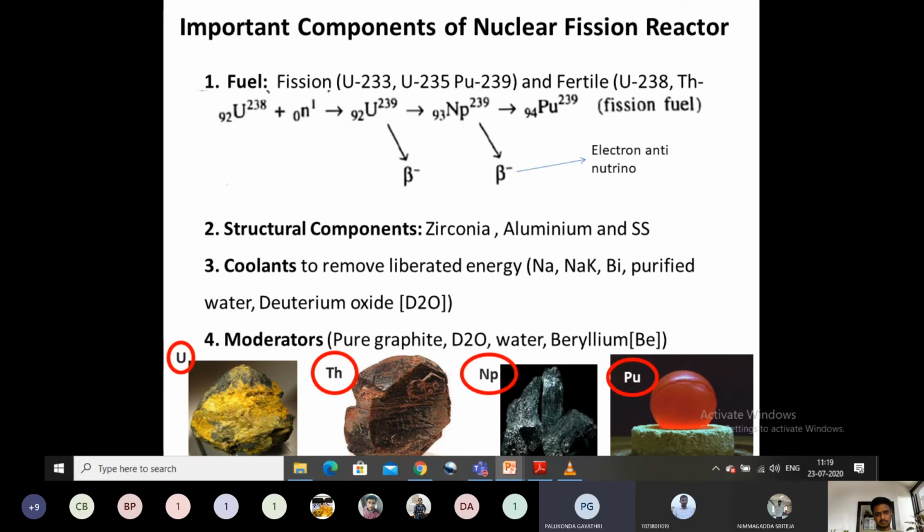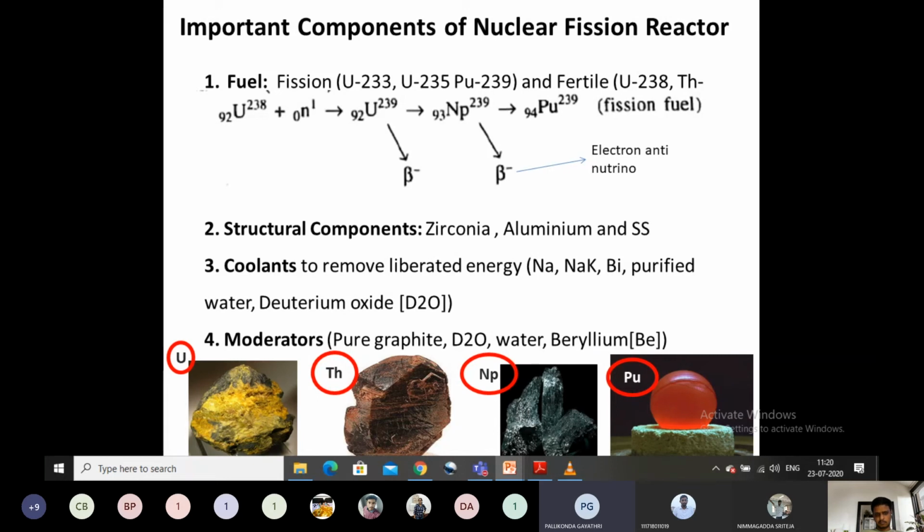This fertile fuel reaction is uranium-238, which gives neptunium-239 plus electrons plus ν̄e, which stands for electron anti-neutrino, which gives plutonium-239 plus electrons plus ν̄e. And the second one is structural components. The reactor structural components involve materials with lower absorption of neutrons, like zirconium, aluminum, and stainless steel.